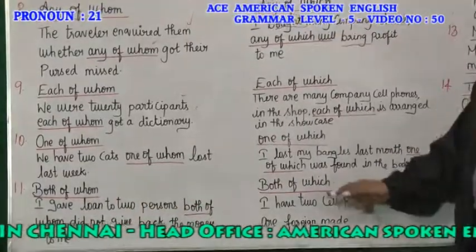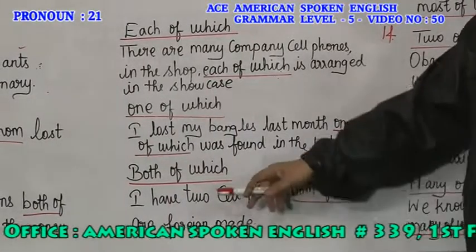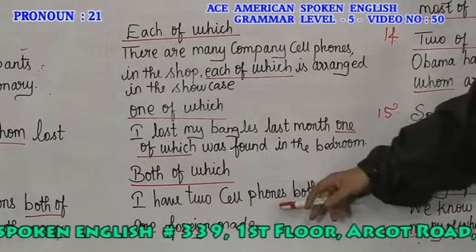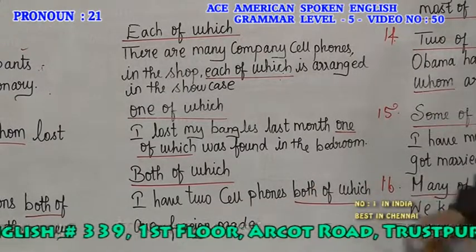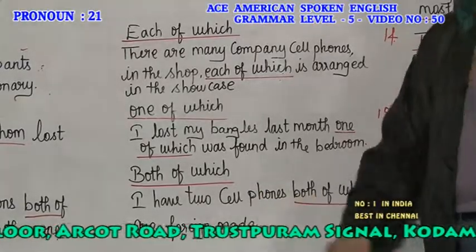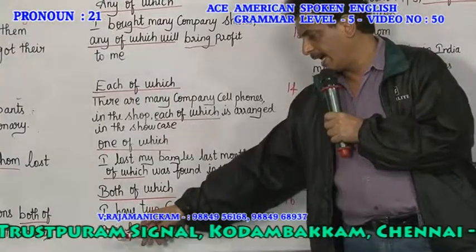Now coming here, both of which. I have two cell phones. I is the subject, have is the verb, two cell phones is the object. You want to mention the cell phones, so you use which. Both of which are foreign made. This is two sentences because you have two verbs, have and are.